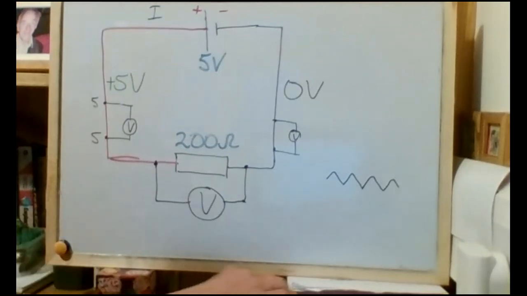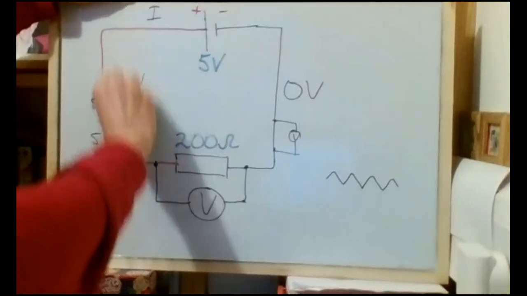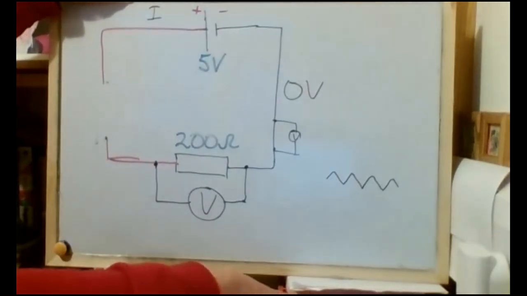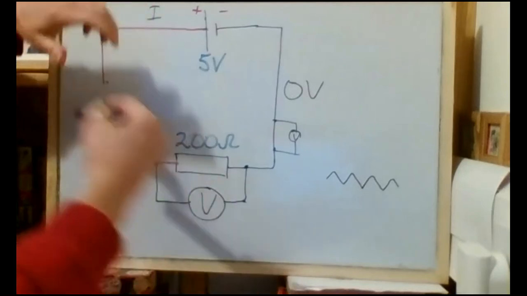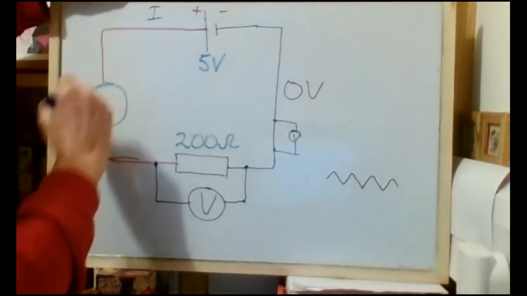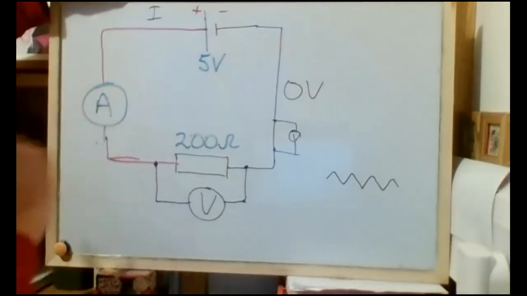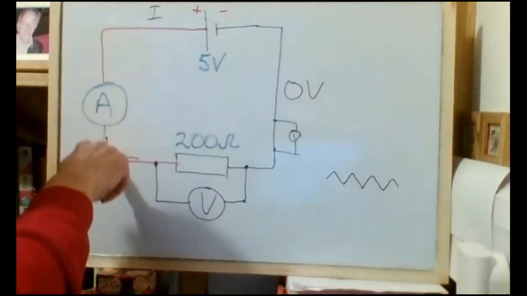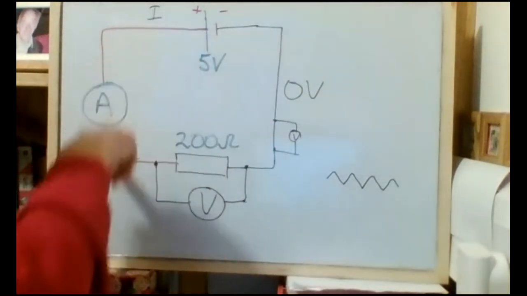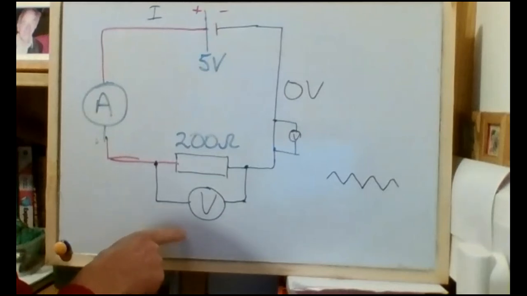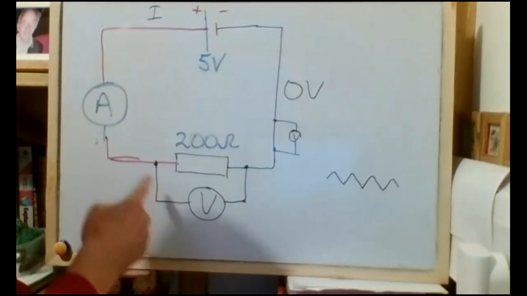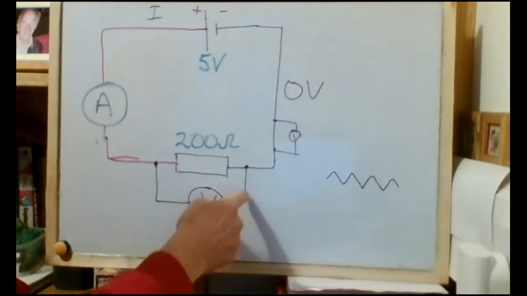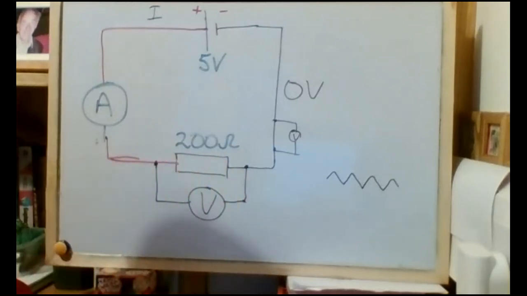The ammeter, I'll just put it back into our circuit again. The ammeter, which measures current, has to have the current flow through it, so it's directly connected into the circuit. It's part of the loop that the electricity flows through. The voltmeter is what we say is connected in parallel. That means the current flows that way. It doesn't flow through the voltmeter.